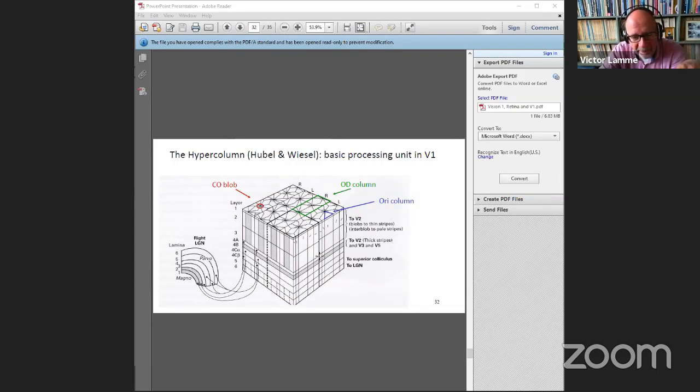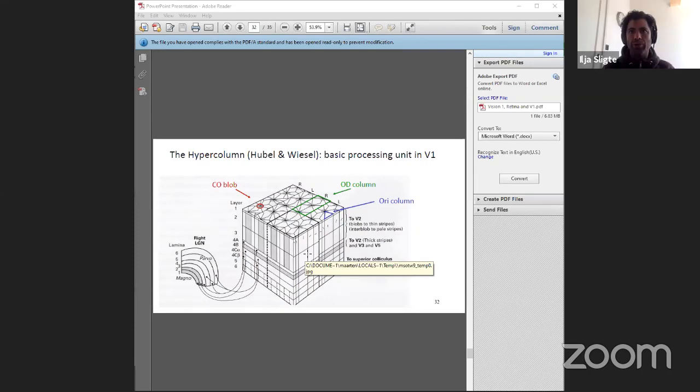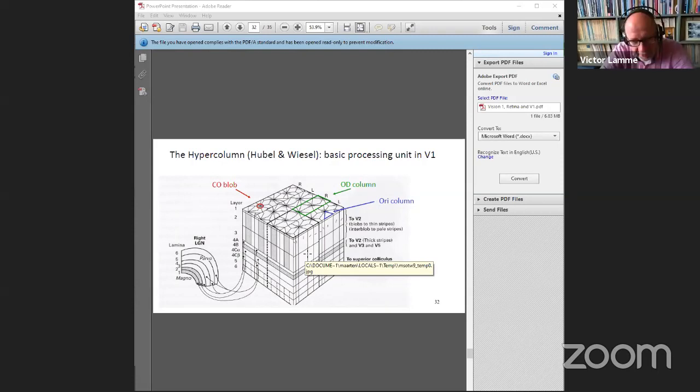So this one column contains all the information that is present at that particular location in the visual field, or that you would like to know about in that location of the visual field. So to recap, you have color information, orientation information, motion information, and both eyes in each hypercolumn. Exactly. And then for each location in the visual field, you have a hypercolumn.